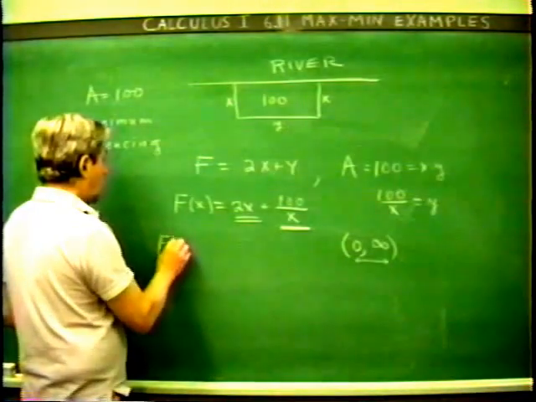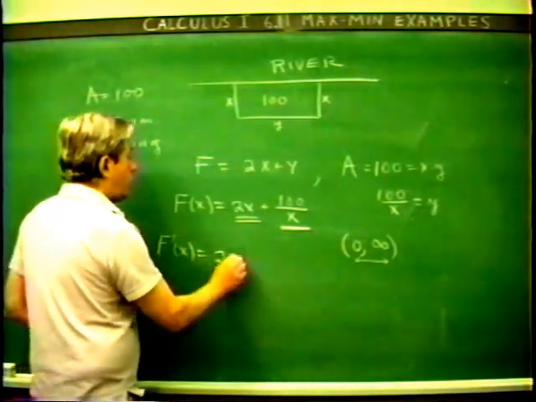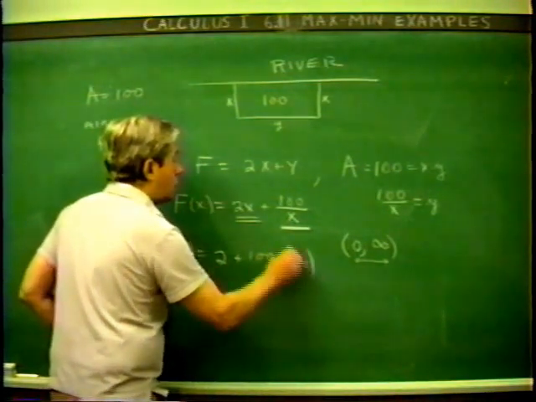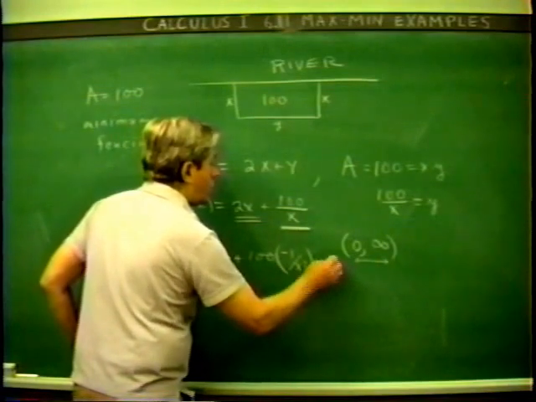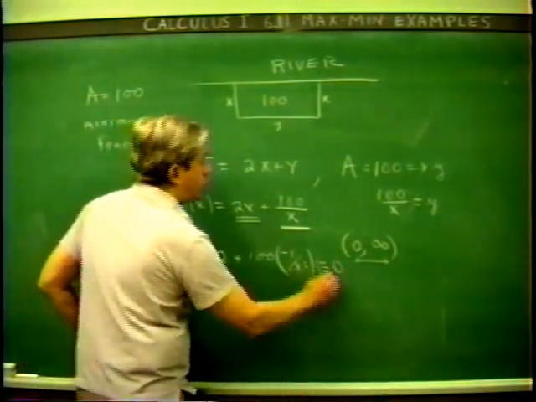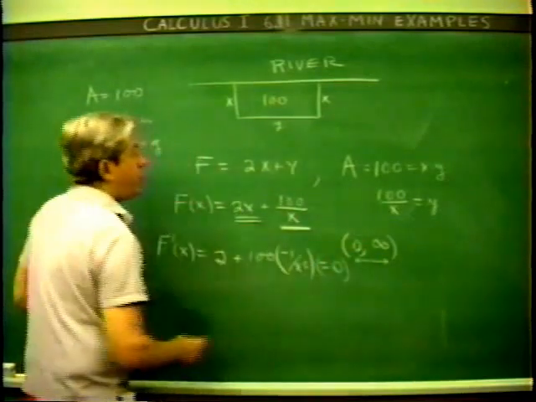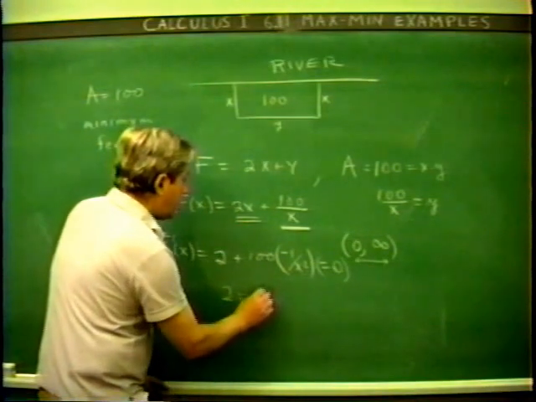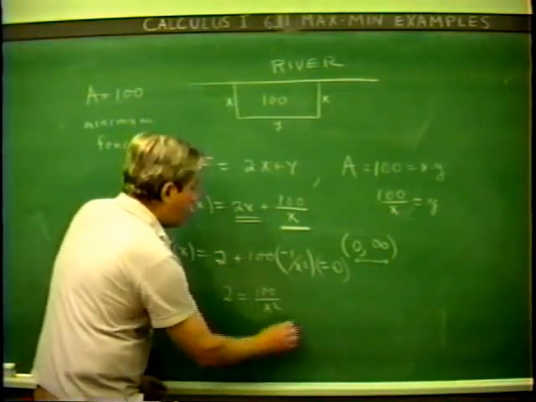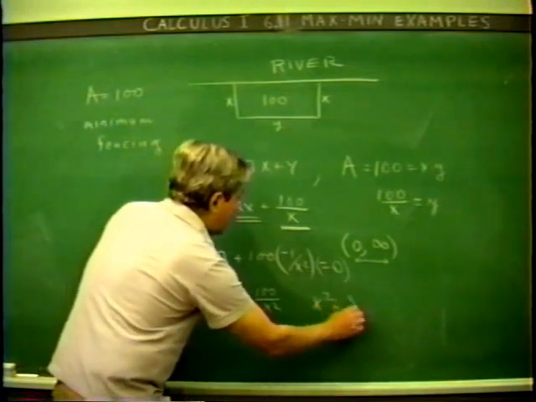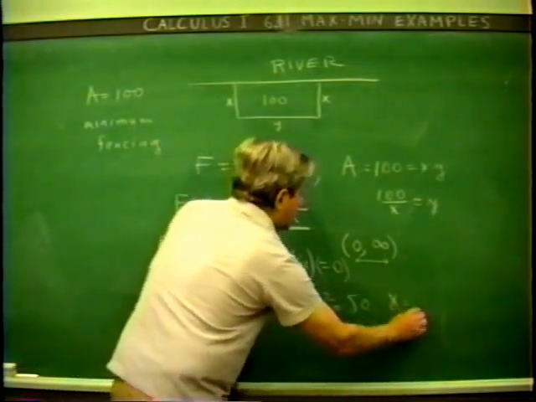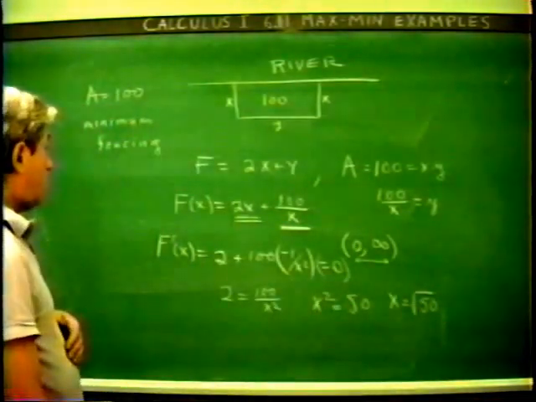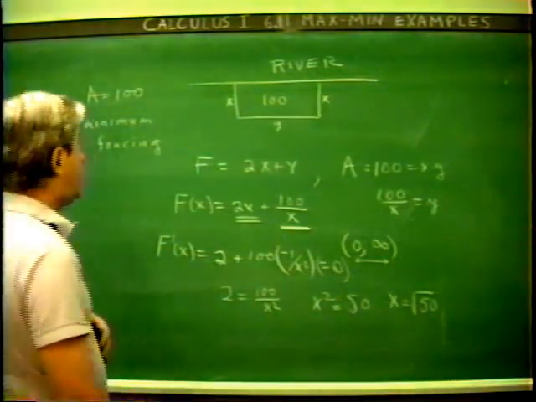At any rate, this function here is differentiable at every point in this interval, and the derivative is equal to 2 plus 100 times minus 1 over x squared. And we want to know when that's equal to 0. It exists except at x equals 0, and that's not a meaningful point in the interval here, so we want to know when this is equal to 0. It's going to be equal to 0 when 2 is equal to 100 over x squared, or when x squared is equal to 50. When x is equal to the square root of 50.